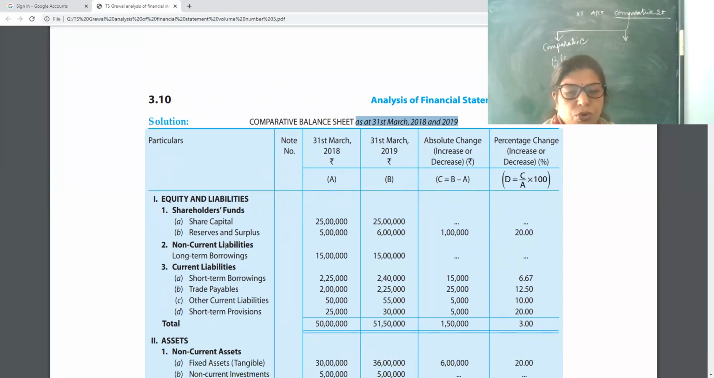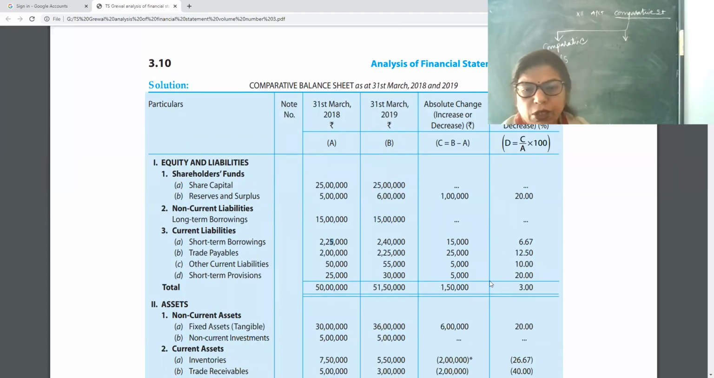Equity and liabilities, no need to change the question. Just copy it from the question here. First, see. Share capital 25 lakh, 25 lakh, no change. What I am going to tell you is, please don't make these two columns parallel because these are time consuming. So first of all, just copy the question here for the safer side.